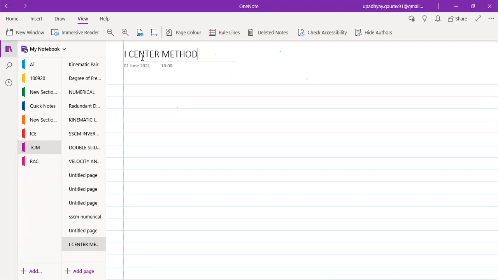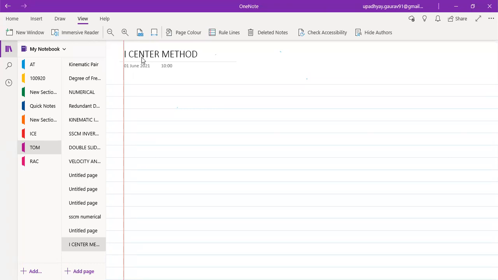Previously, we have discussed that if we want to find out the velocity of any link in the configuration, we can find it through the velocity analysis, or specifically we can evaluate the velocity of any point on the link through the relative velocity method. But we have one more method to analyze the velocity, that is the I center method.